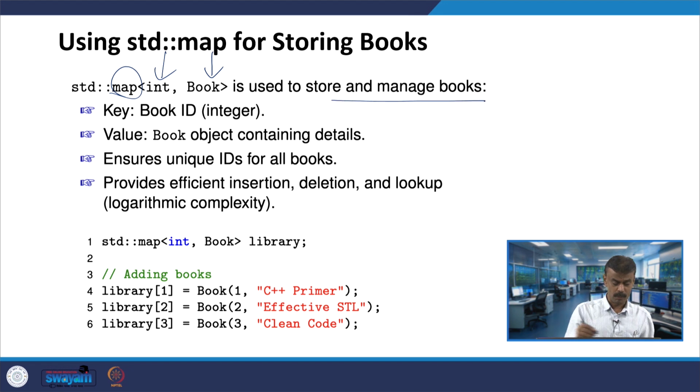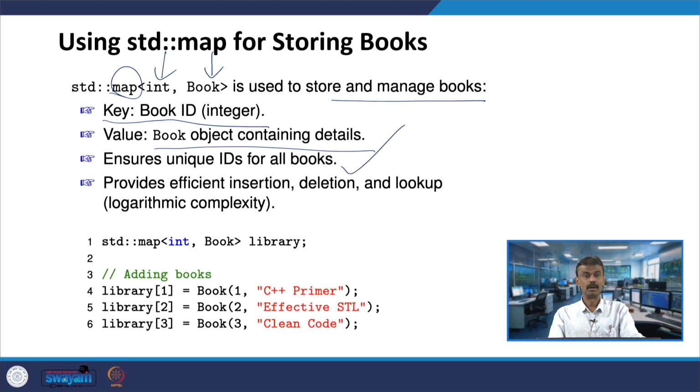And then here you have the key, book ID, which is nothing but an integer. And then the value, a book object containing details, maybe the name of the book. Whenever you have books, as you can find in a library, you will have unique IDs. We have to ensure that, and in fact the map is ensuring it. It is also providing efficient insertion, deletion, and lookup. So these are all the reasons we use a map for storing books. Let us see how you can do this.